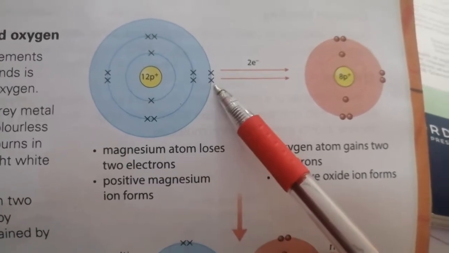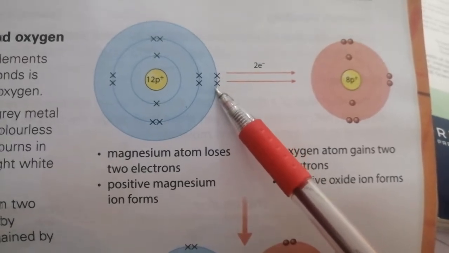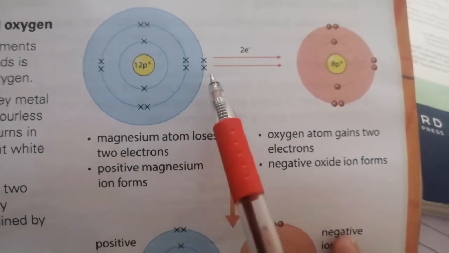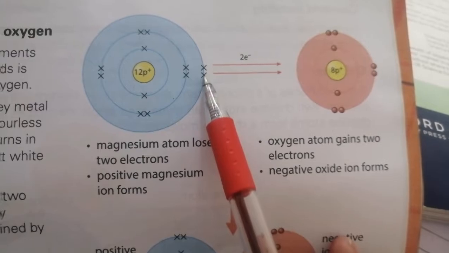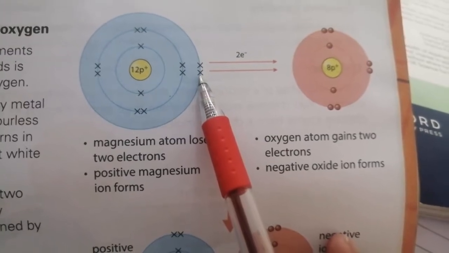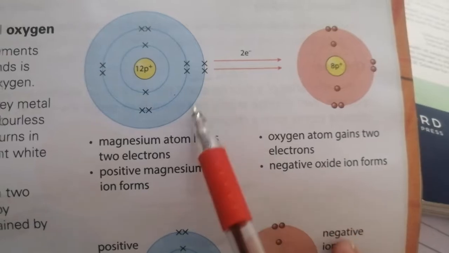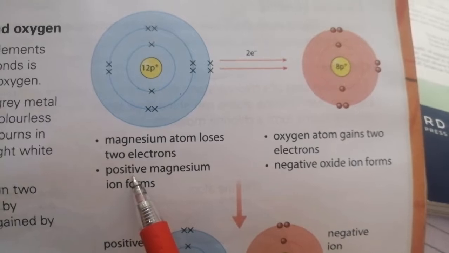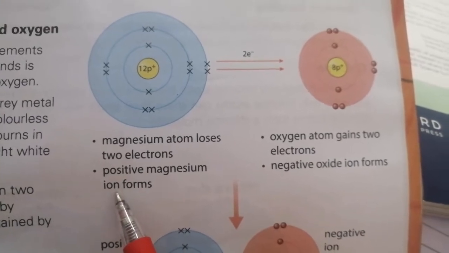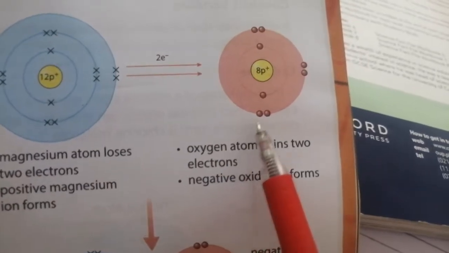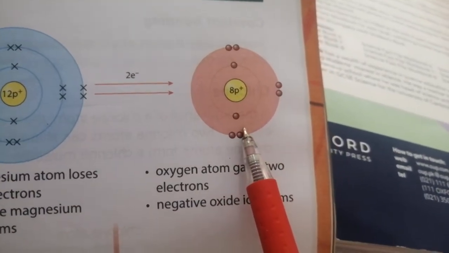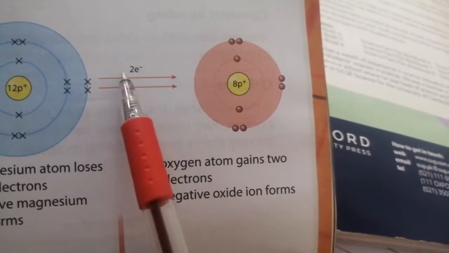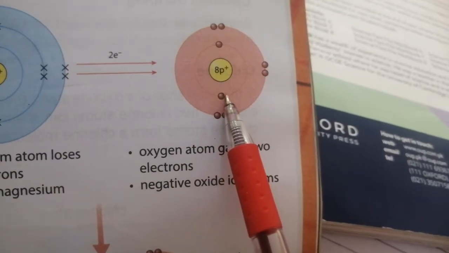As you can see, there are 2 crosses, which indicates that the magnesium atom loses 2 electrons from the outermost shell, and these 2 electrons are called valence shell electrons. By losing these 2 electrons, magnesium will have a positive charge and will become a positive ion or cation. On the other hand, here is the atomic structure of oxygen. These 2 electrons lost by magnesium will be picked up by the oxygen atom.